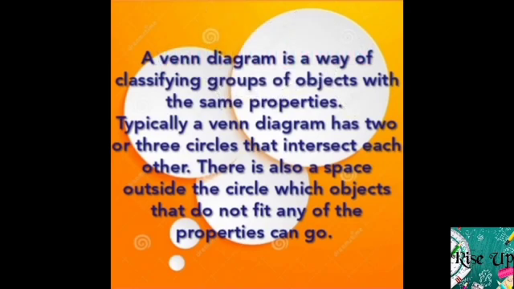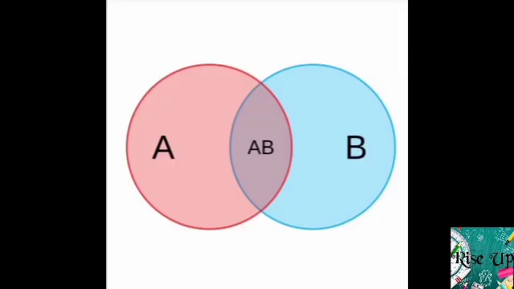A Venn diagram is a way of classifying groups of objects with the same properties. Typically, a Venn diagram has 2 or 3 circles that intersect each other. But here we will be discussing the Venn diagram of 2 circles. So there is also a space outside the circles where objects that do not fit any of the properties can go. Now let's see the diagram.